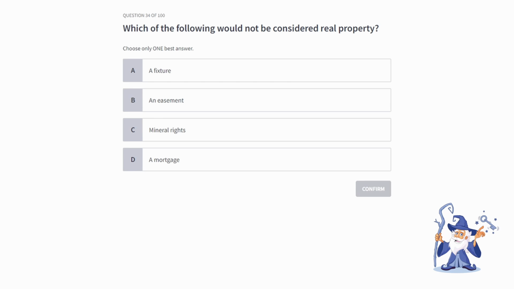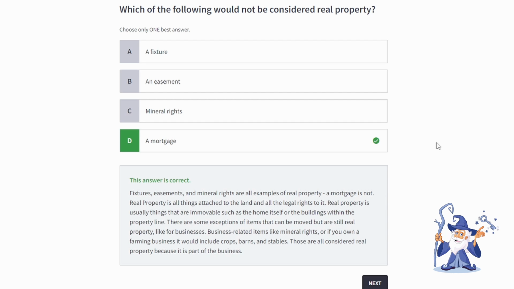Okay, so what is the correct answer for this one? Well, it's going to be D. That's right, a mortgage. So fixtures, easements, mineral rights, those are all examples of real property. A mortgage obviously is not. Real property is, again, all things attached to land and the legal rights to it. Real property is usually things that are immovable, such as the home itself or the buildings within it.